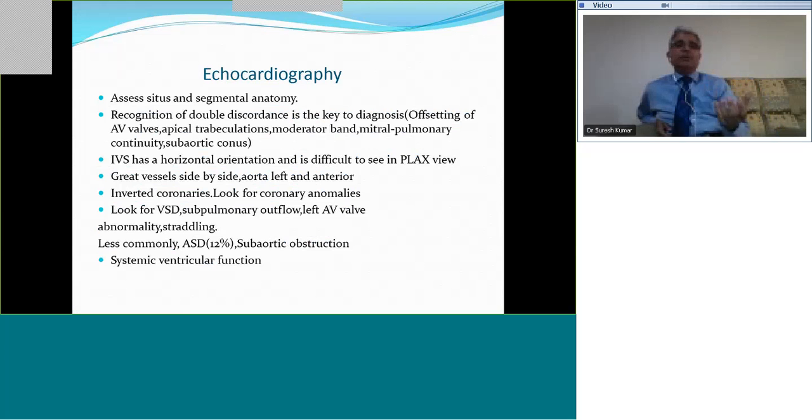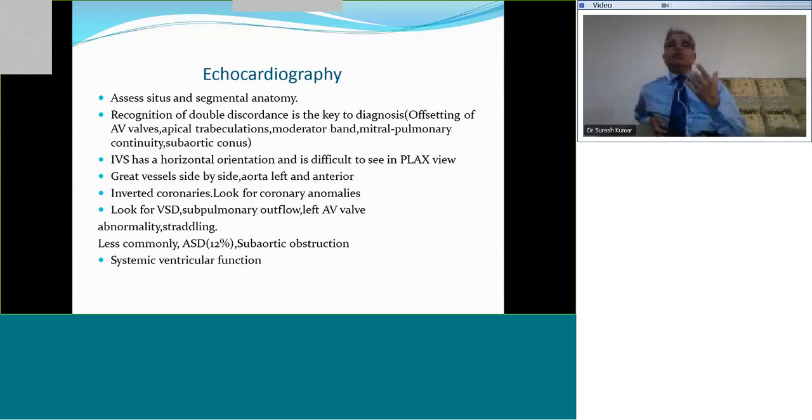The cornerstone in diagnosis, of course, is echo. In echo, like you would always do, go for the segmental anatomy sequentially. If you do proper sequential assessment of segmental anatomy, you'll have no problem in corrected transposition. So you'll start by noticing the situs and the segments from there on. Remember, situs solitus dextrocardia and situs inversus levocardia are very likely to be associated with corrected transposition.